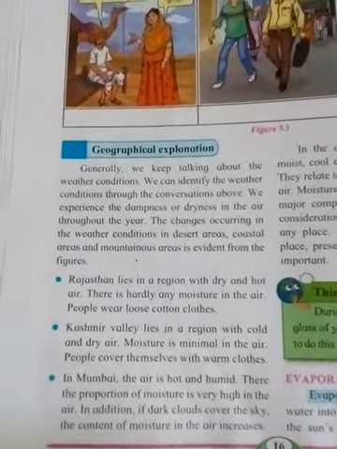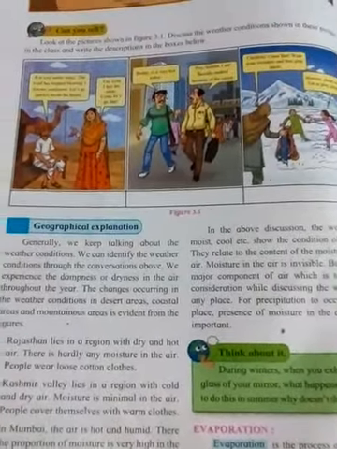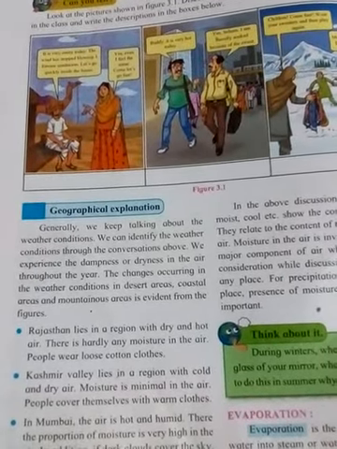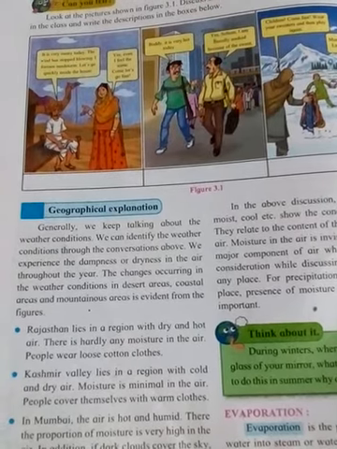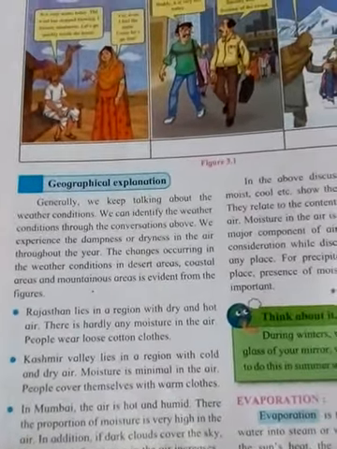Here is the explanation of this activity. First I will read. Generally we keep talking about weather conditions. That means all these pictures show weather conditions, in which area, what type of weather. This depends upon the type of clothes and lifestyle of the people. That means we can identify the weather condition through these conversations above.